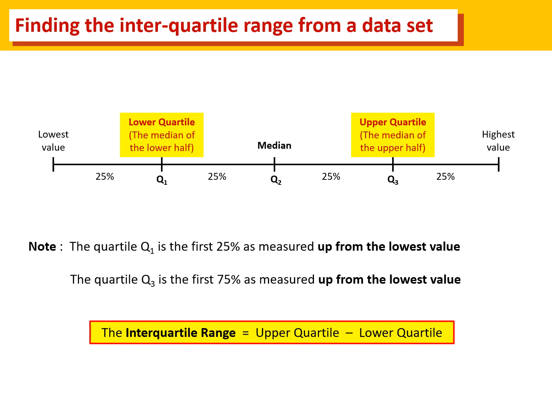The interquartile range then is the difference between the upper quartile and the lower quartile. So it would be Q3 minus Q1. So let's see how we find the interquartile range with the data set given to us.